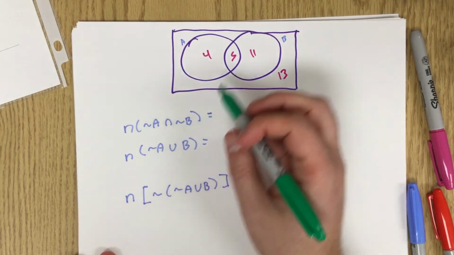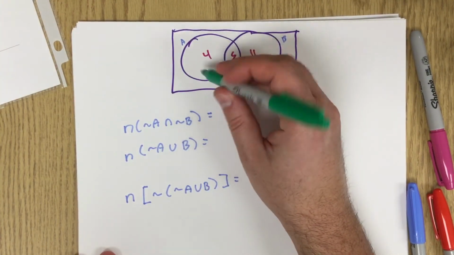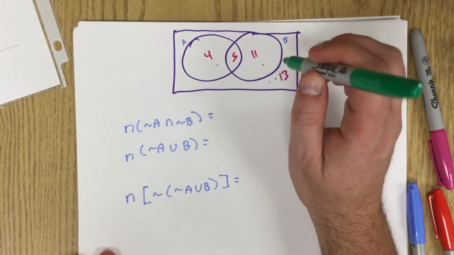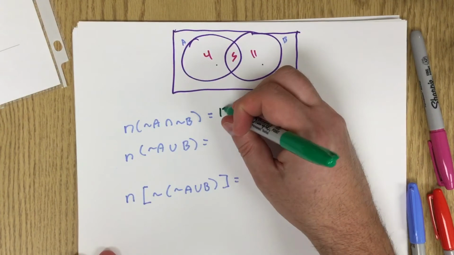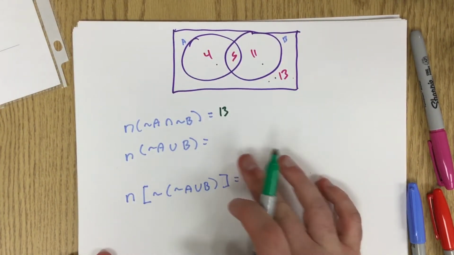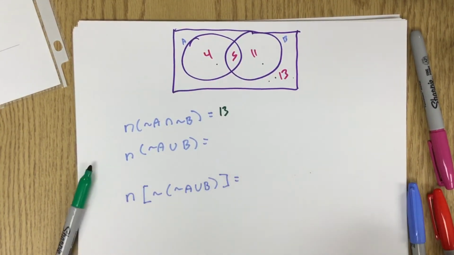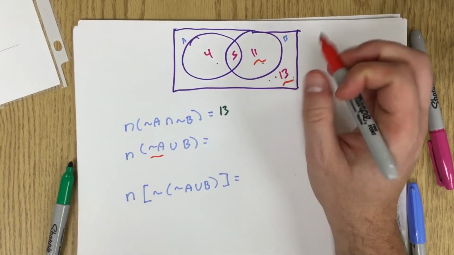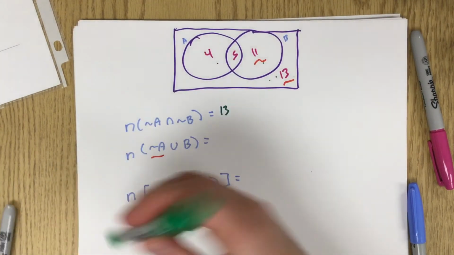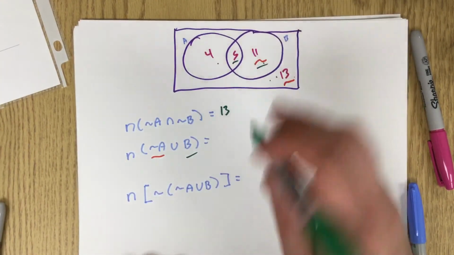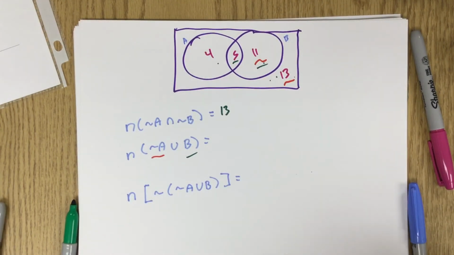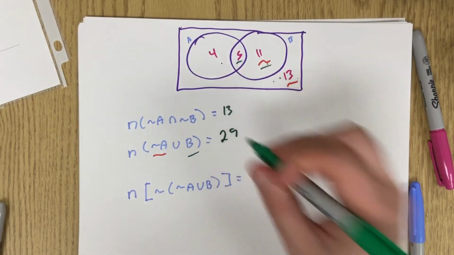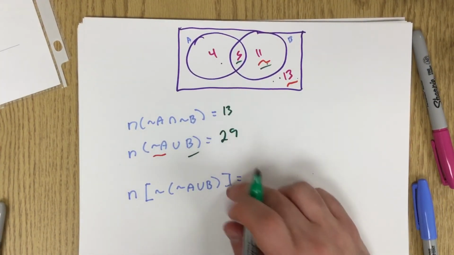So this one, not in A and not in B. Not in A is going to be these guys. Not in B is going to be those guys, and it has to be both of them. So it's just going to be 13. Not A or B. So not A is that. B is those guys, and it's got to be either of them. So it's going to be 24 plus 5, which is 29.